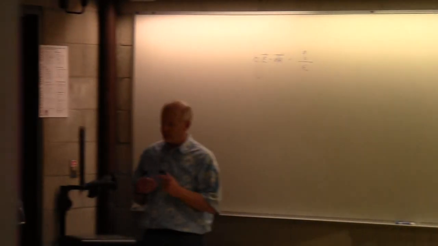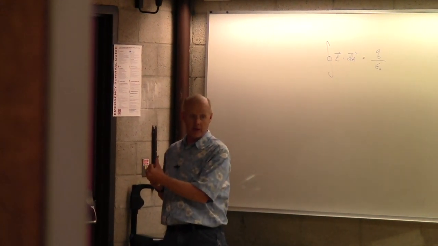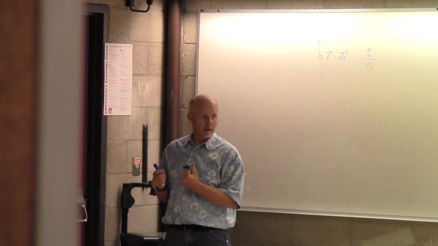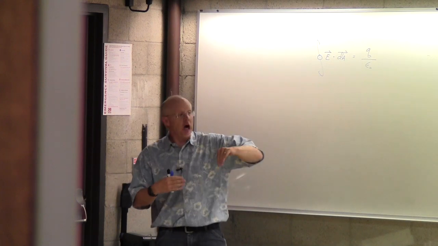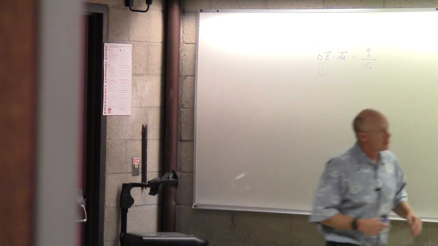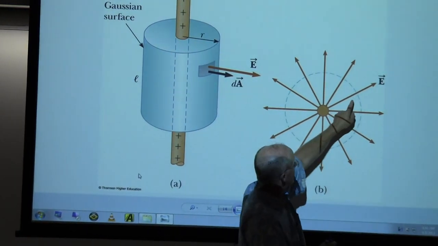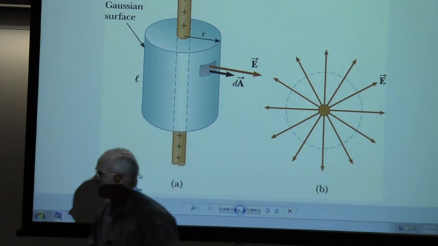First of all, would the electric field point inward? Well, not if it's positive. It would be pointing outward, right? Now, could it point not straight outward, but off at an angle? Sort of like this cross-sectional area here. Your author has the electric field pointing outward. But why? Why would he even say that?